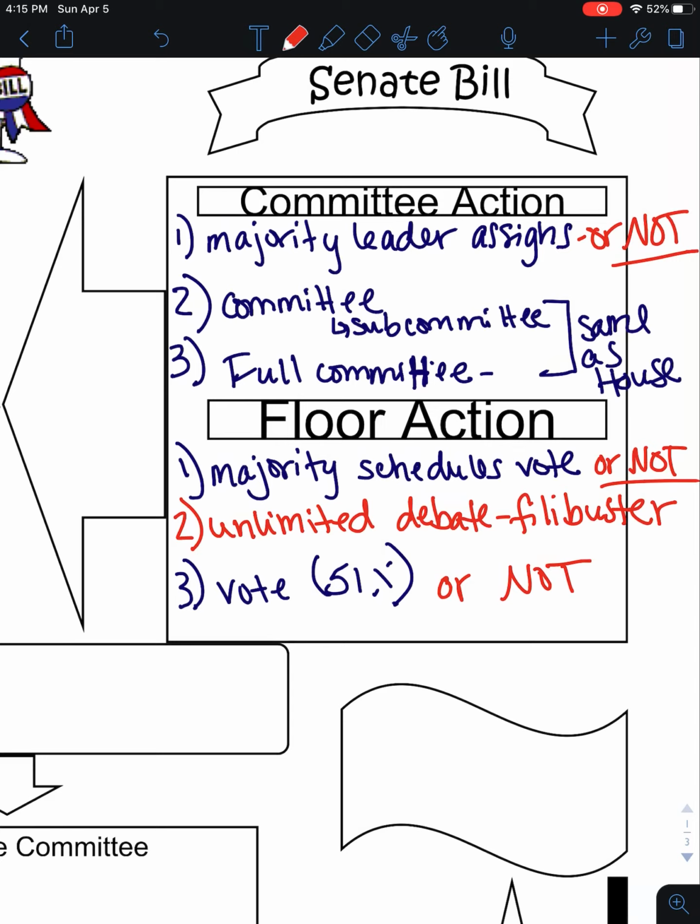So if we look over here, the bill could have died twice here, because of not putting it on a schedule and not reporting favorably. We have the death at the filibuster, the death with the majority leader either not assigning or not scheduling, and the vote. So over on the Senate side, there are 6 possibilities for that bill to die.